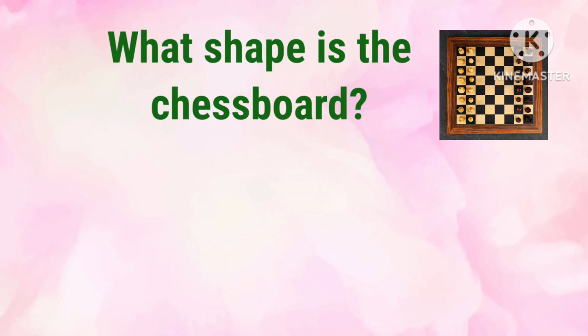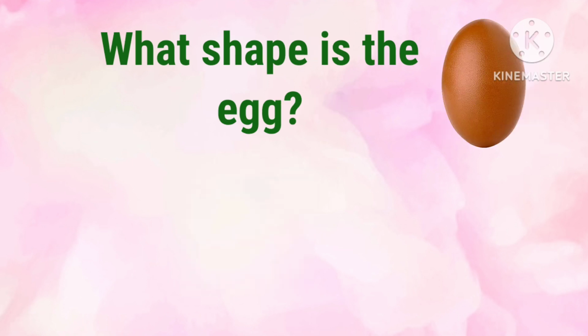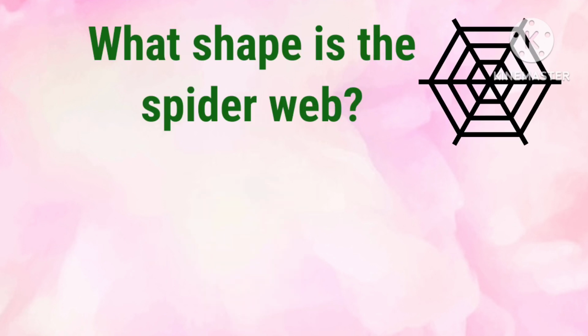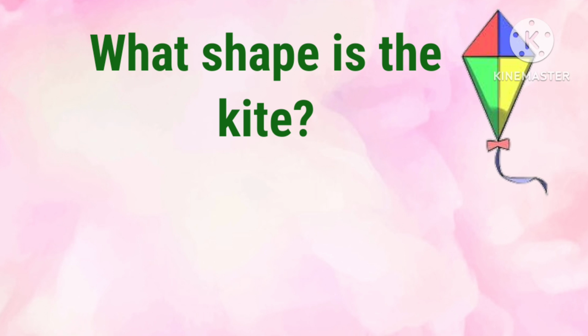What shape is the chessboard? The shape of the chessboard is square. What shape is the egg? The shape of the egg is oval. What shape is the spider web? The shape of the spider web is hexagon. What shape is the kite? The shape of the kite is diamond.